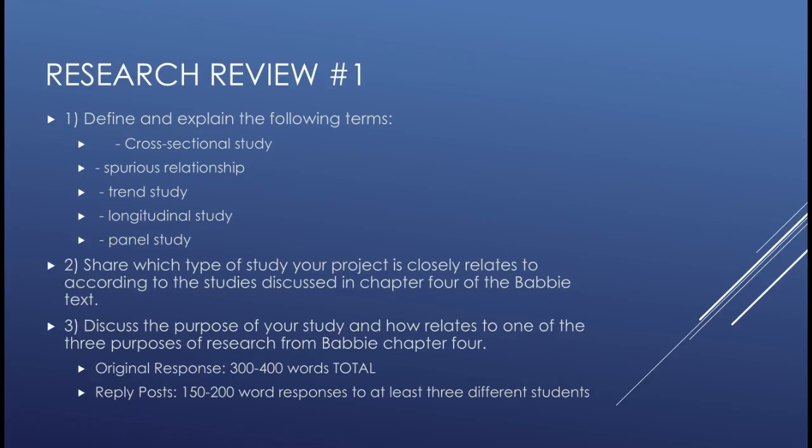As we move through the course content, you can see here that research review number 1 asks you to define and explain 5 terms from the course text. As you define and explain these terms, it's important that you share what type of study your project closely relates to, as well as some of the information discussed in chapter 4 of the Babby text. The third thing you'll do is discuss the purpose of your study and how it relates to one of the 3 purposes of research from the Babby text, and we'll be going through that as well this week.